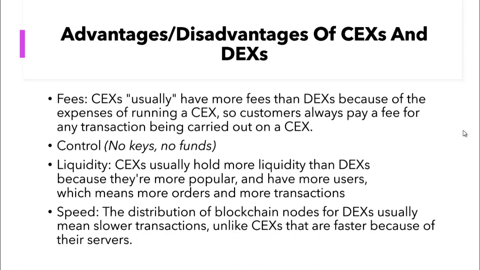Now, fees. Centralized exchanges usually have more fees than decentralized exchanges because of the expenses of running a centralized exchange. So customers always pay a fee for any transaction being carried out on a centralized exchange. No matter how minimal it is, you always pay for running a transaction. I even had something recently that you also pay for just having the account and having crypto in the account, holding your account for you. Banks do that though.